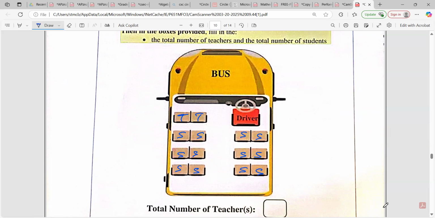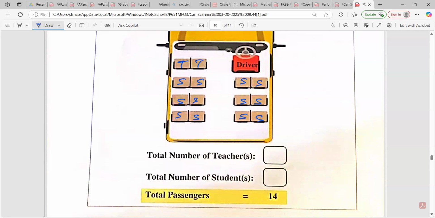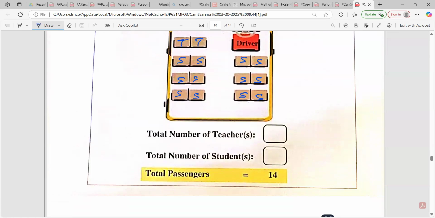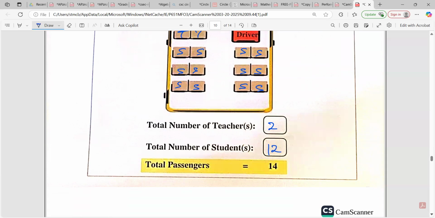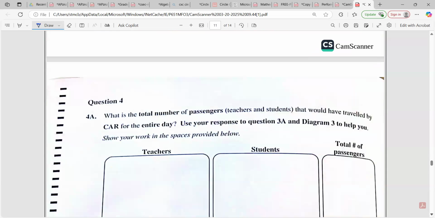All right. And then this says the total number of teachers would be a total number. So the total number of teachers would be 2, and of course 12 students give you a total of 14 passengers. All right, for 4A, what is the total number of passengers, teachers, and students that would have traveled by car for the entire day?